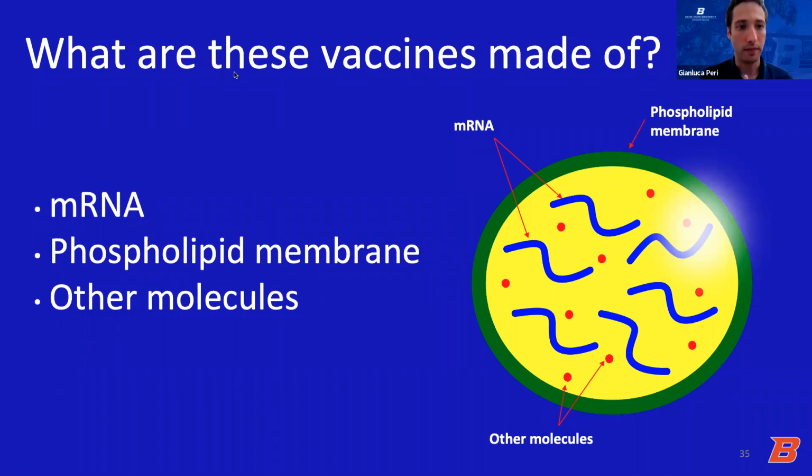So what are these nanoparticles made of? Well, they are small containers, like you can see in my little drawing here, and they're made by a phospholipid membrane. It's pretty similar to what you have as part of your own cell. And there are also other molecules in there, and I'm gonna list every single one of them.